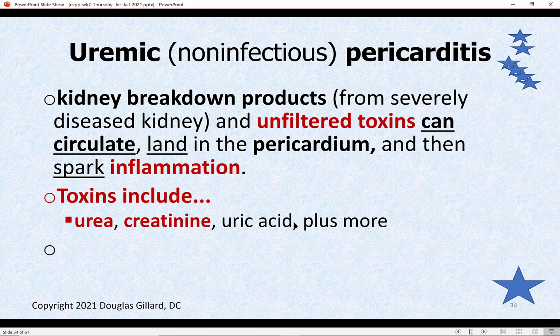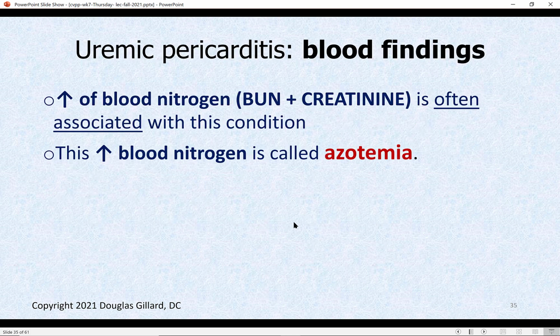Uremic, non-infectious pericarditis. I just said kidney breakdown products. And toxins, because the kidney's no longer filtering urea and creatine. Uric acid can start floating around and get stuck in places. But the kidney breakdown products spark an attack by the immune system, and that inflames the heart. Another sign of uremic pericarditis, you can test their blood. Their BUN is going to be increased. Blood urea nitrogen will be high.